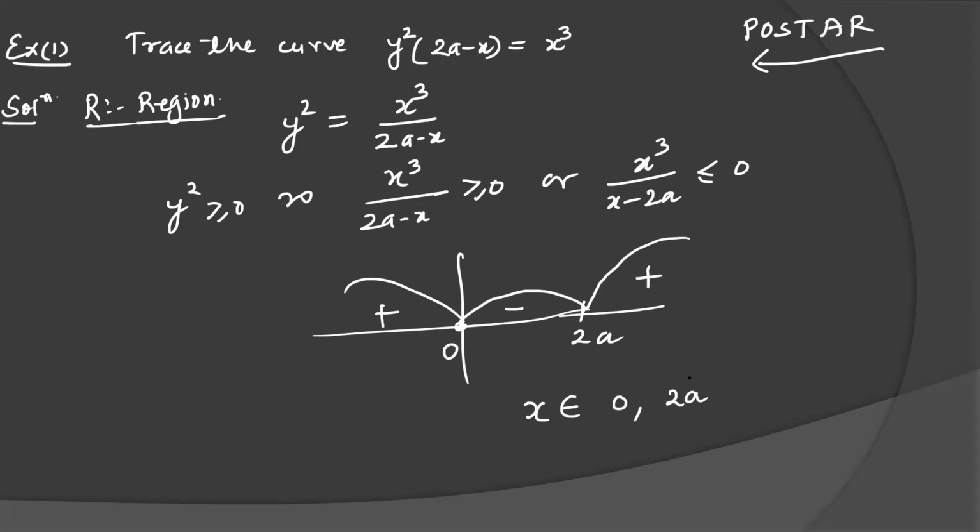Now see carefully where we have to apply open and where closed. 2a is the critical point of the denominator, so we will apply an open interval, and 0 is the critical point of the numerator, so we will apply closed. If the power is odd, it will be treated as a linear power. See my lecture 14. So the domain of the curve is 0 to 2a only. So we will draw the curve in this region only.